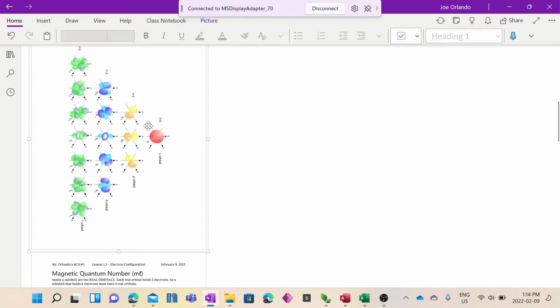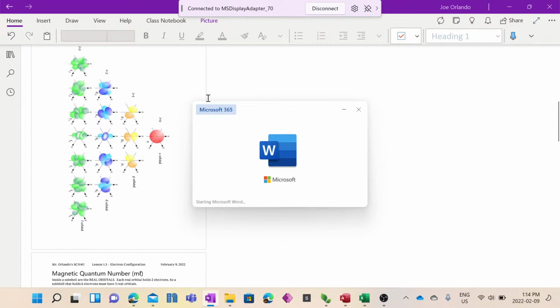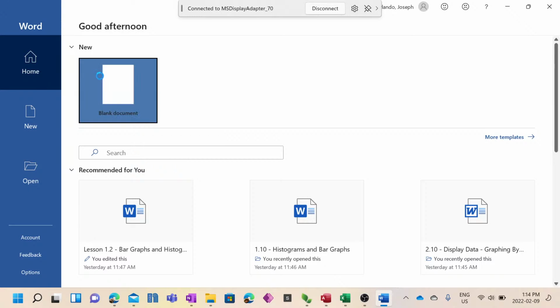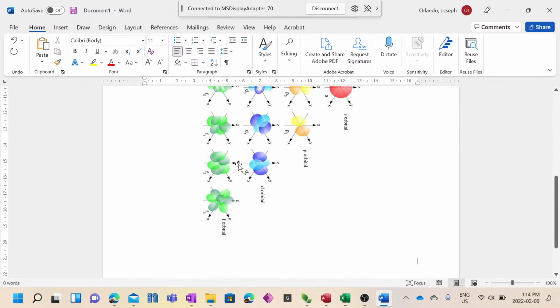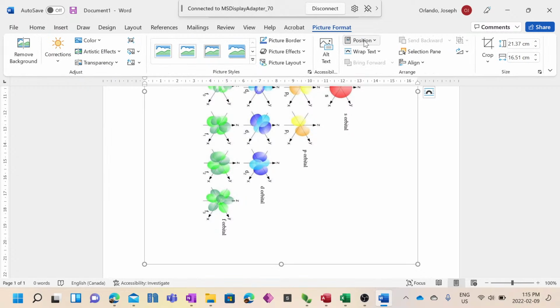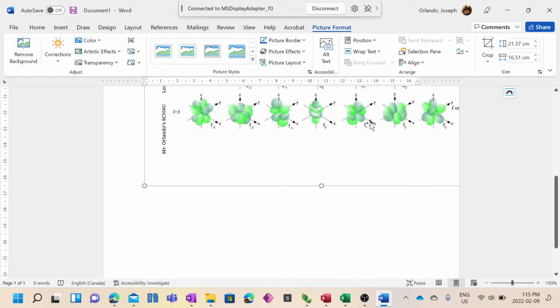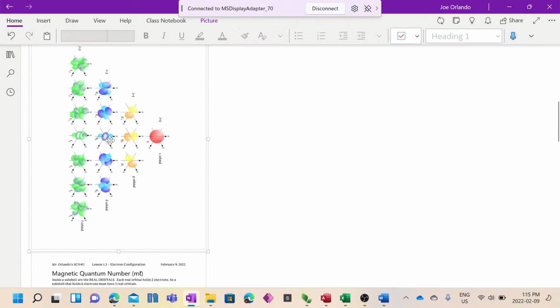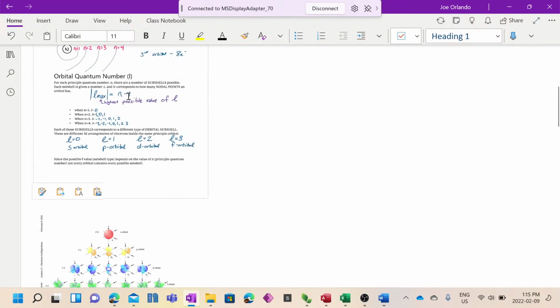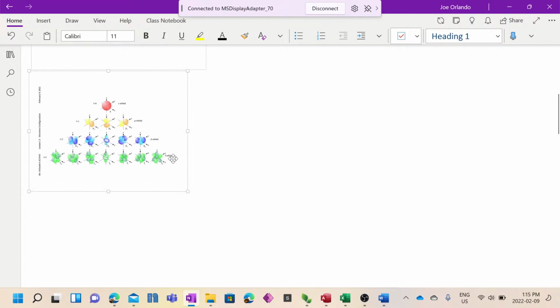Well, let's try this, because that's going to bug me. Yeah, OneNote's a little funky sometimes, but this way, at least you think it would. What is it showing? There we go. There we go. Much better.